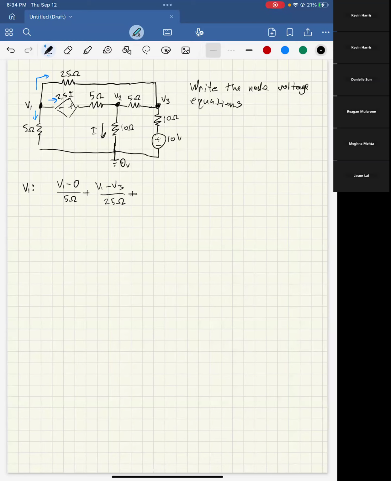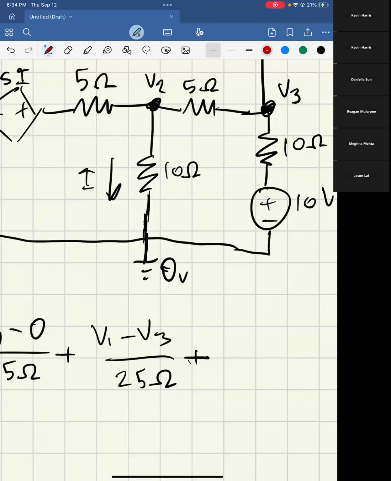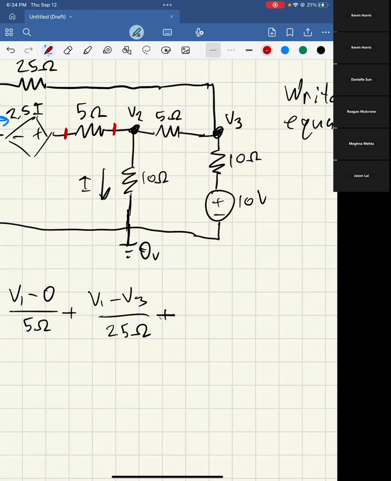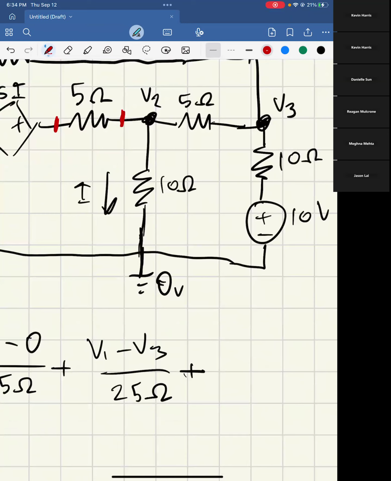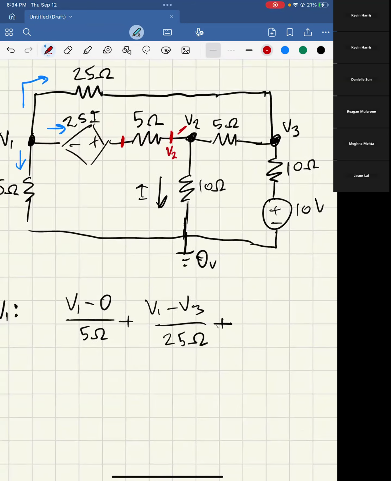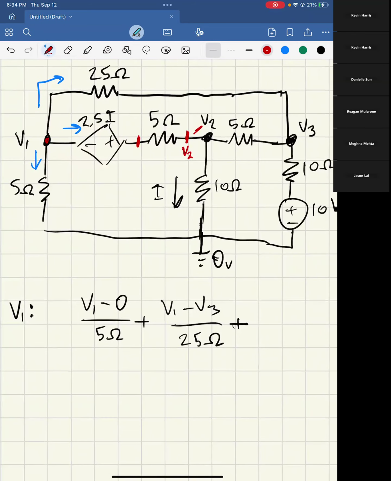So the current for this path is entirely going to be determined by what the voltage is on either side of this resistor. Because the voltage sources don't directly impact the current, they only affect the current in how they affect the resistors. So we want to look at what the voltage is on either side of this resistor. On the right side, of course, it's just going to be V2. And then on the left side, we have V1 here, and then it goes up this dependent voltage source. So we can write this as V1 plus 2.5I.